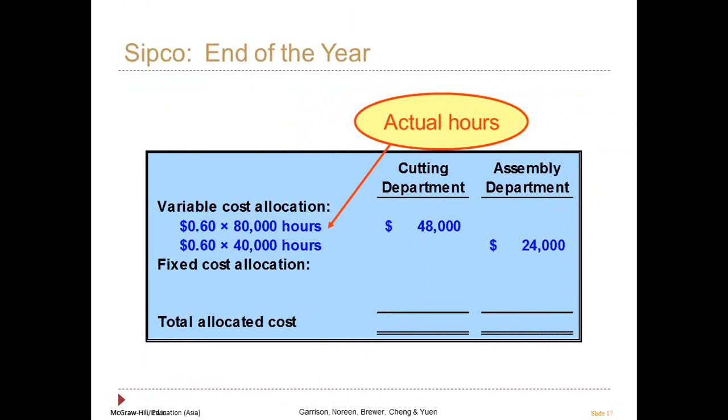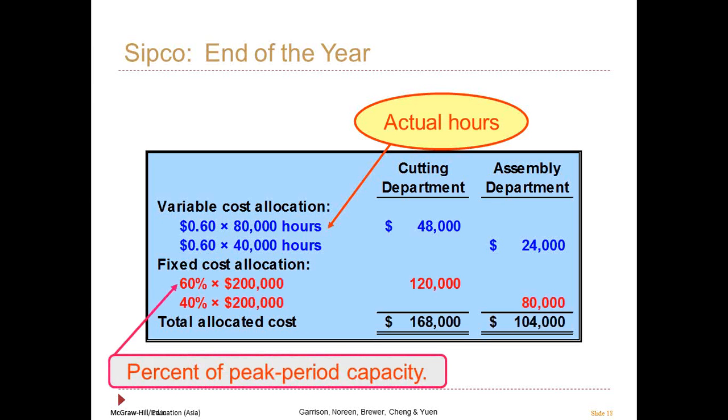So variable cost allocations are made at the end of the year by multiplying the budgeted variable rate of 60 cents per machine hour by the actual hours for each operating department. Fixed service department costs are allocated to the operating departments by multiplying the percent of peak period capacity required by each department times the $200,000 of budgeted fixed costs.